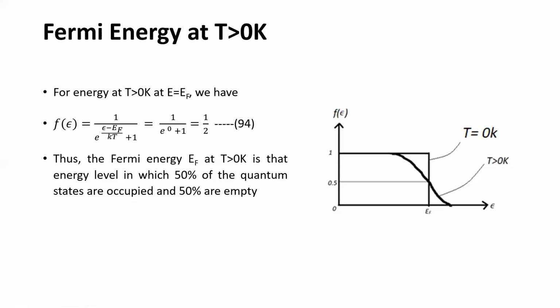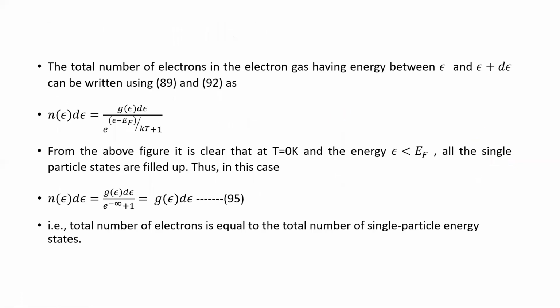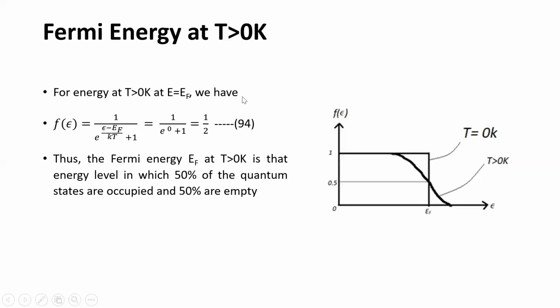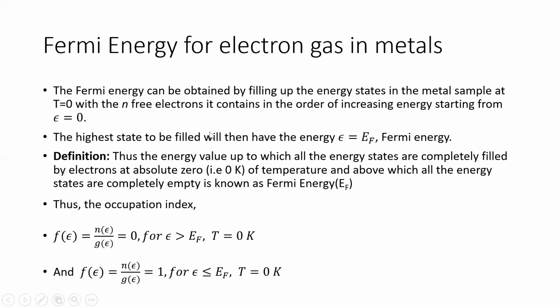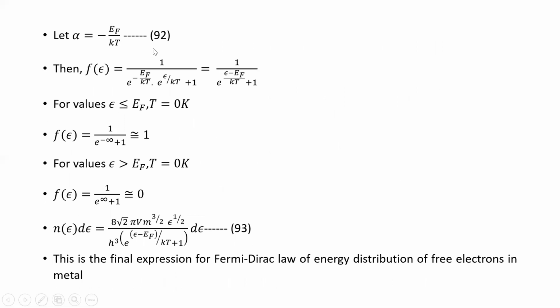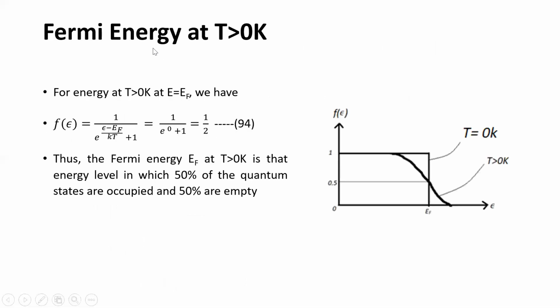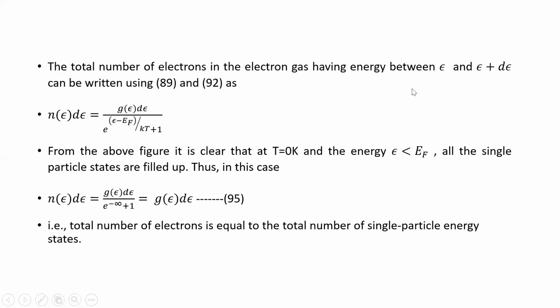Now we shall derive an expression for Fermi energy. So the total number of electrons in the electron gas having energy between E and E plus dE can be written using equation 89 and 92. Equation 89 is nothing but our Fermi-Dirac distribution. And in this 89 for alpha, we substituted equation 92. Then we will get this expression. This is the expression for NED.